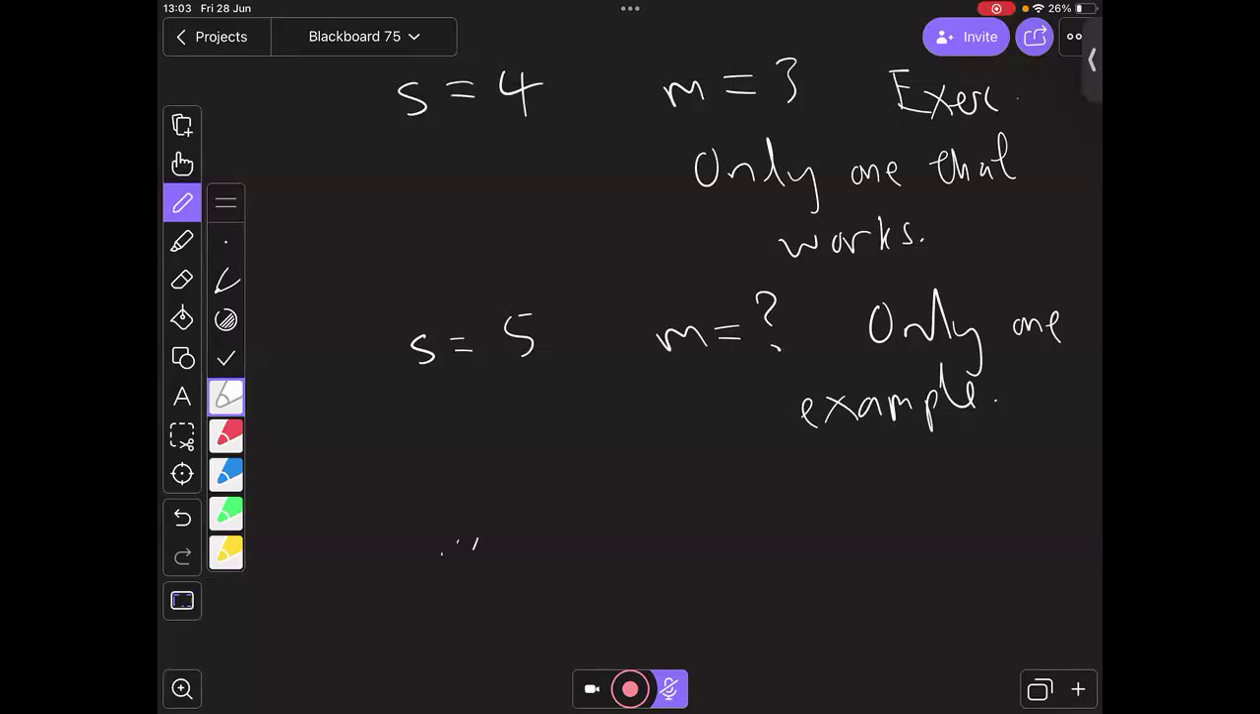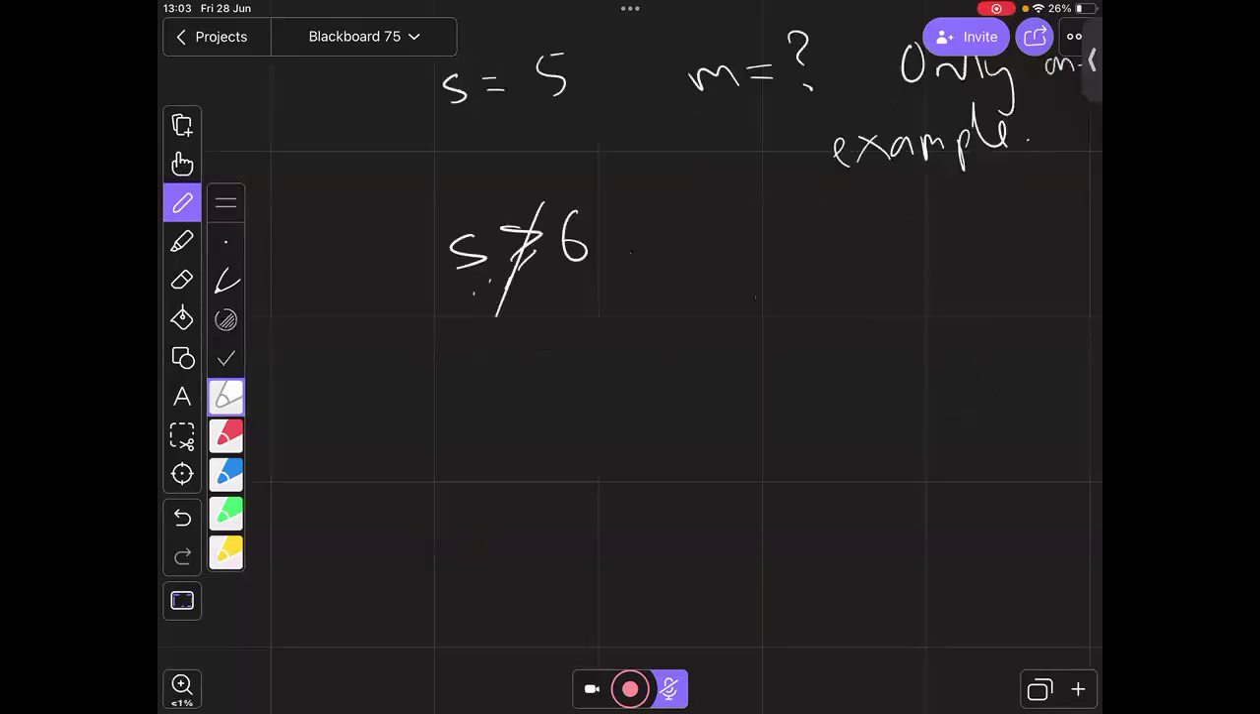So S cannot be bigger than 6. So 5 possibilities, that's what you find, 5 possibilities.